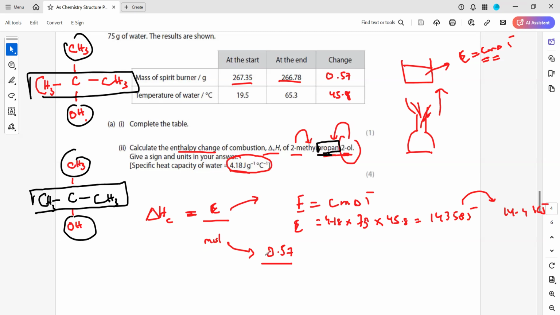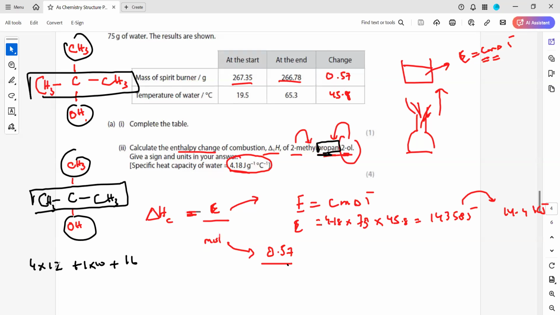So we want to work out the moles. If we want to work out the moles, moles equal mass in gram over molar mass. What about the molar mass of this compound? 1, 2, 3, 4 carbon atoms are there, so 12 into 4. How many hydrogens are there? 3, 6, 9 and plus 1, 10. So 1 multiplied by 10. And how many oxygens? Only 1 oxygen.